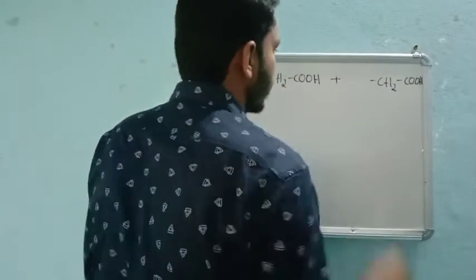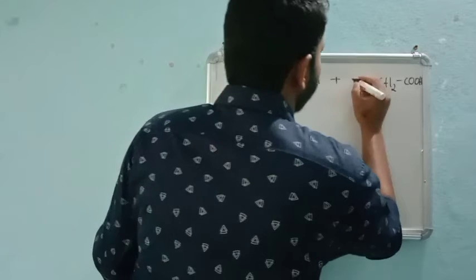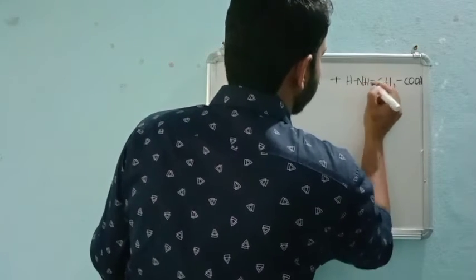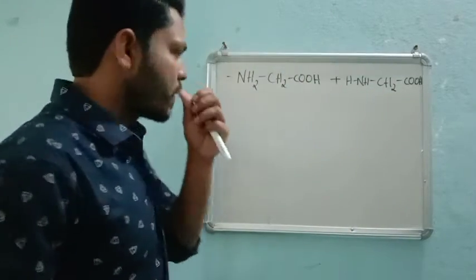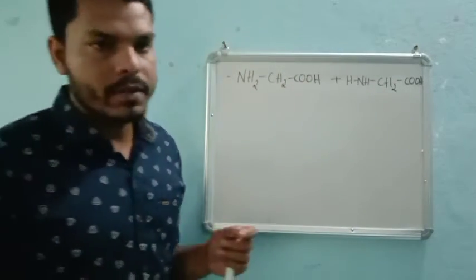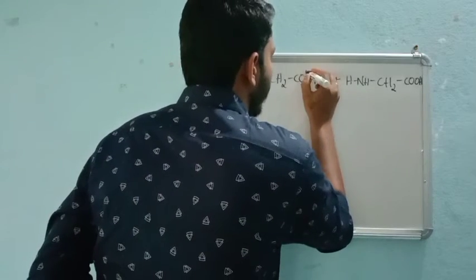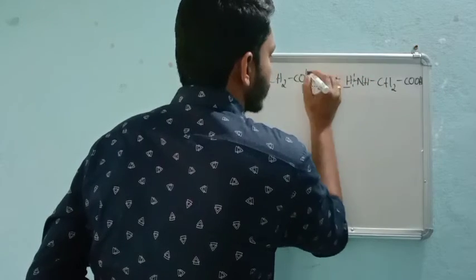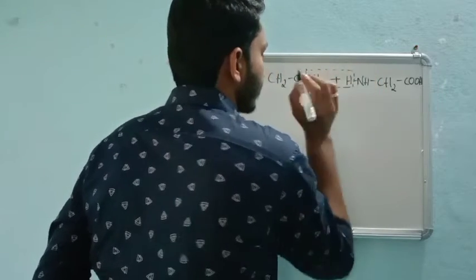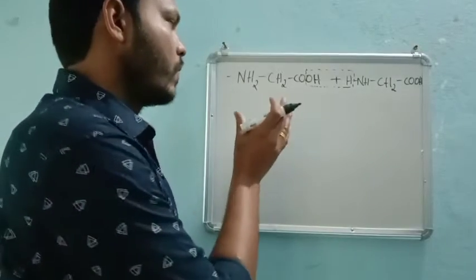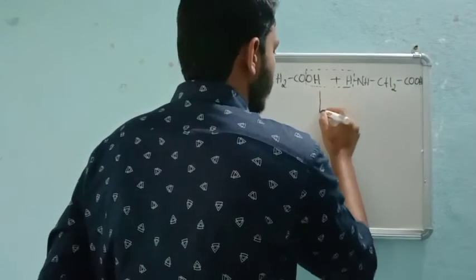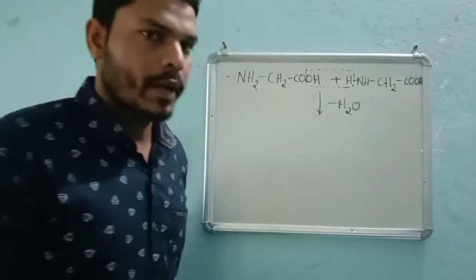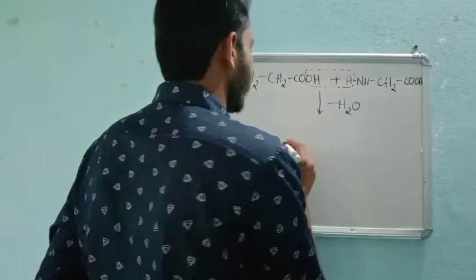So see, I'm just writing the open structure so that we can very easily understand this. Now what happens is the OH and this NH amine H will undergo the formation of a water molecule. That means a removal of a water molecule. So if I remove the water molecule, then see what happens.